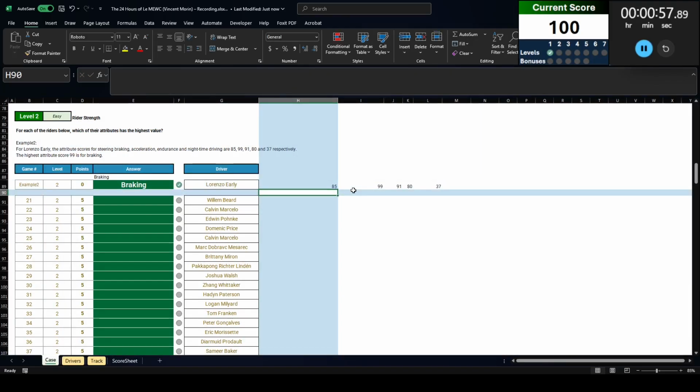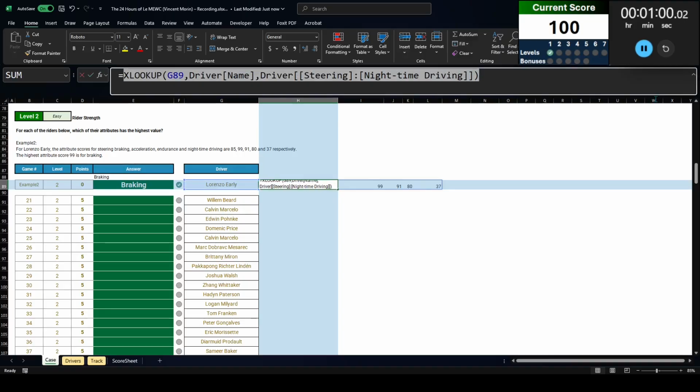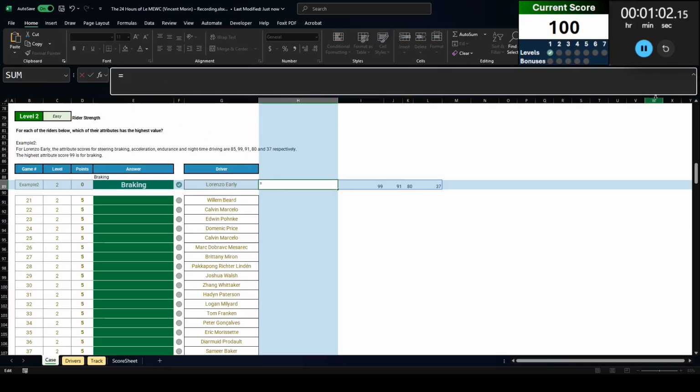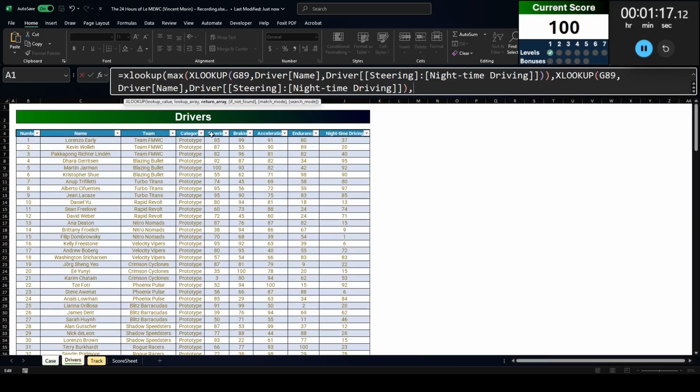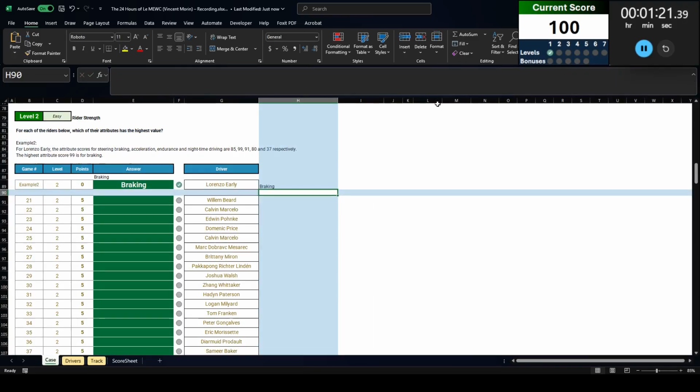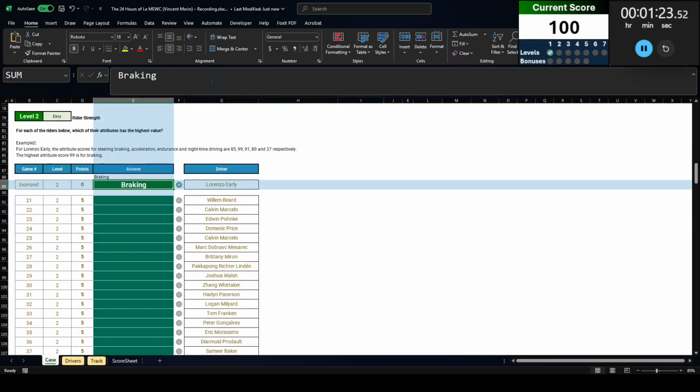And then what I'm going to do is another XLOOKUP. So I'm going to look up the maximum of those numbers. Sorry, we need to close that max. In that list, and then return the 5 headers: steering, braking, acceleration, endurance, nighttime driving, just like that. Now, if I did that right, that should give me the right answer there.